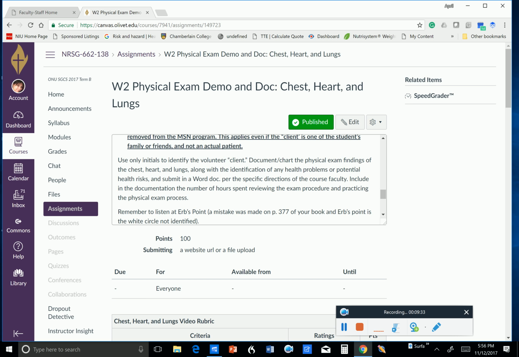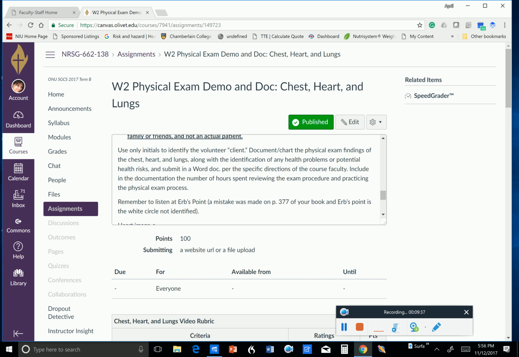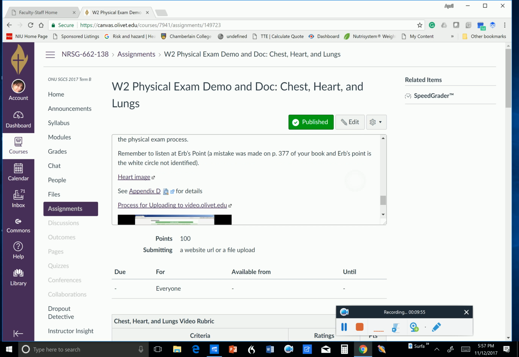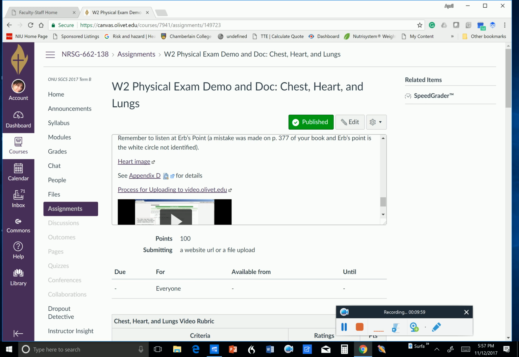Document and chart the physical exam findings from his chest, heart, and lungs, along with the identification of any health problems or potential health risks, and submit it in a Word document per the specific directions of the course faculty. Include in the documentation the number of hours spent reviewing the exam procedure and practicing the physical exam process. Remember to listen to Erb's point. All right.